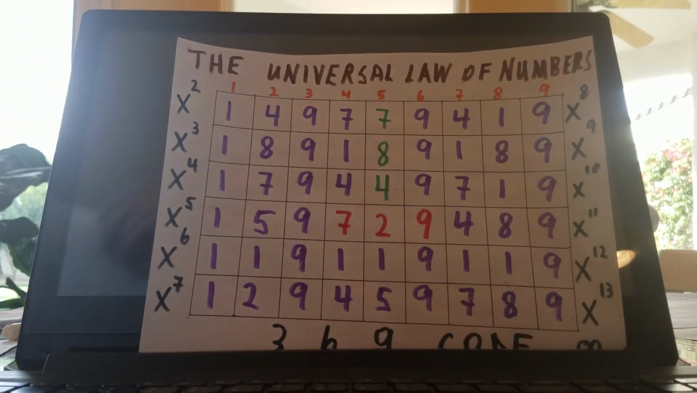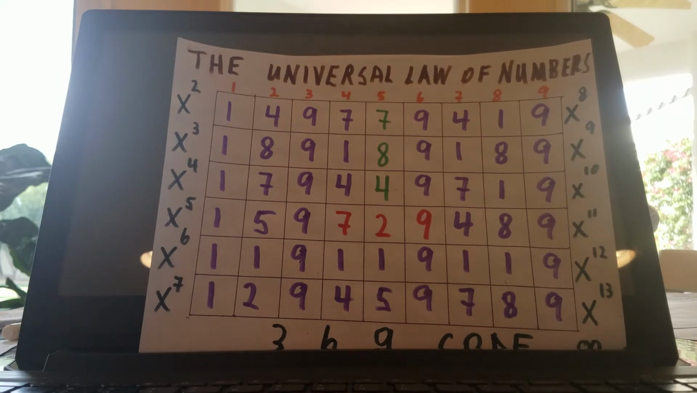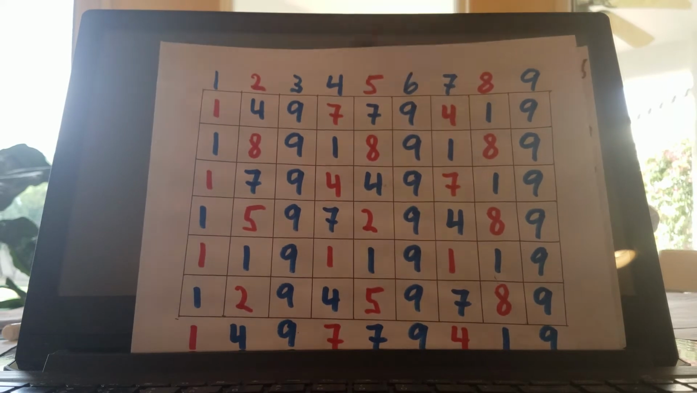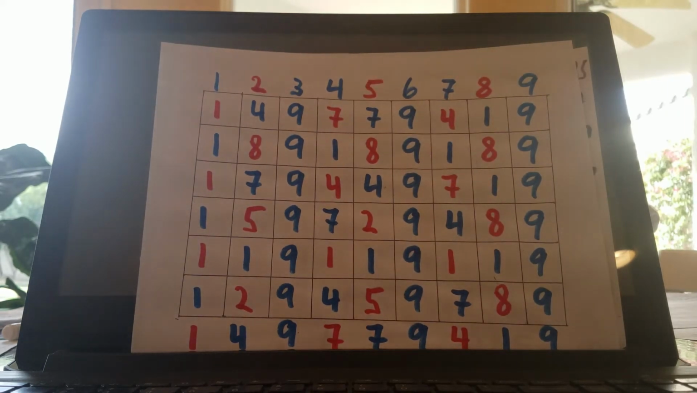There's basically probably an infinite ways of doing this, but I just do them, and I'm showing them because I'm demonstrating the 369 code.